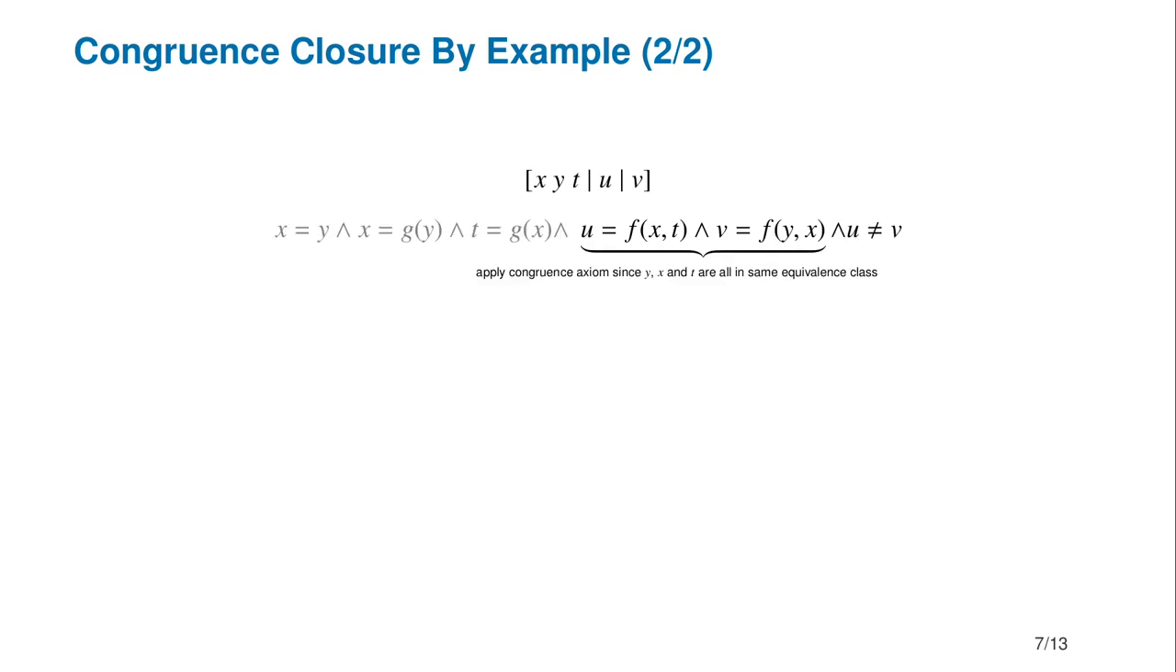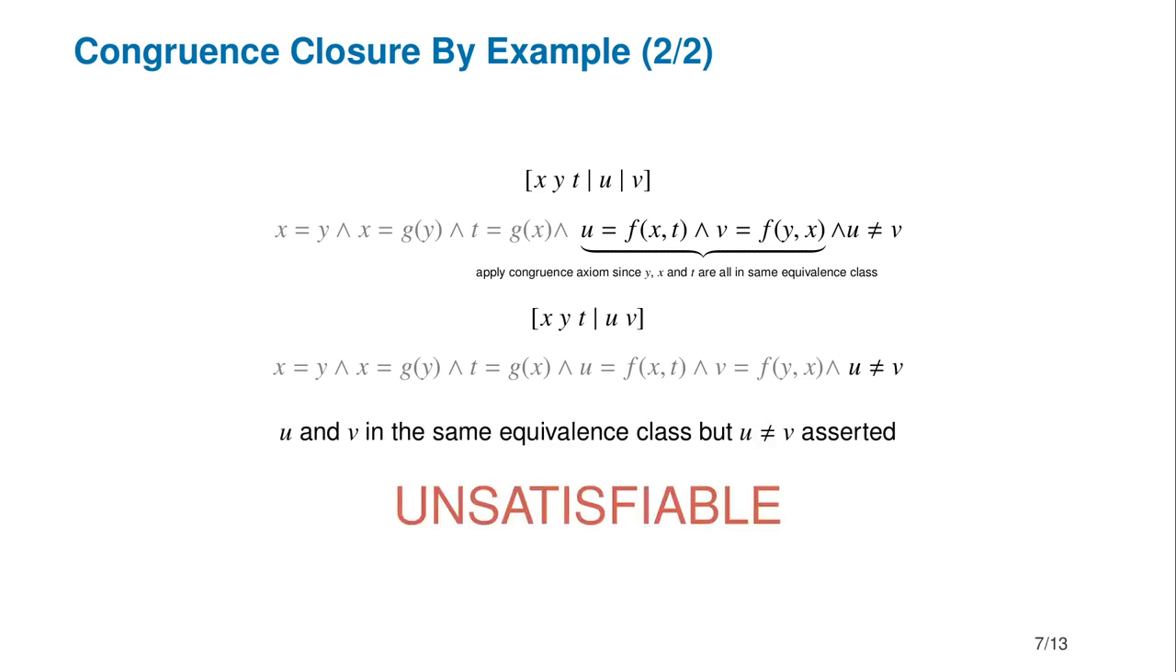Now we proceed as follows. We consider u is equal to f x t and v is equal to f y x. Now we know that x and y are equal and that t and x are equal. So f x t is equal to f y x, and because of this, and transitivity and commutativity again, we can conclude that u is equal to v. But then we have a contradiction, because in the formula we state that u and v are different, and therefore we know that the formula is unsatisfiable.